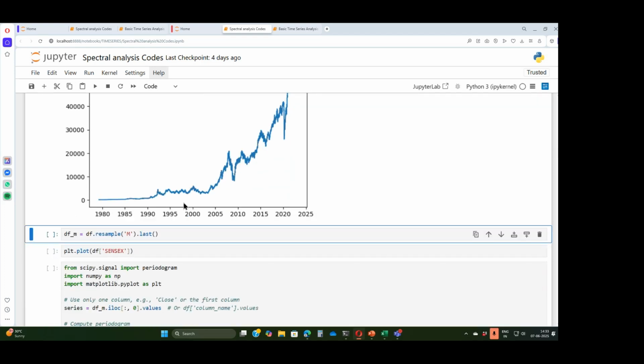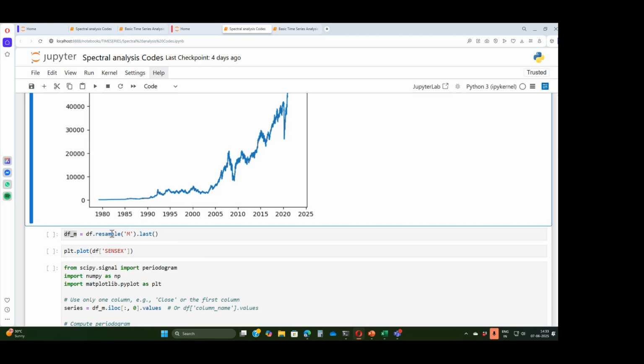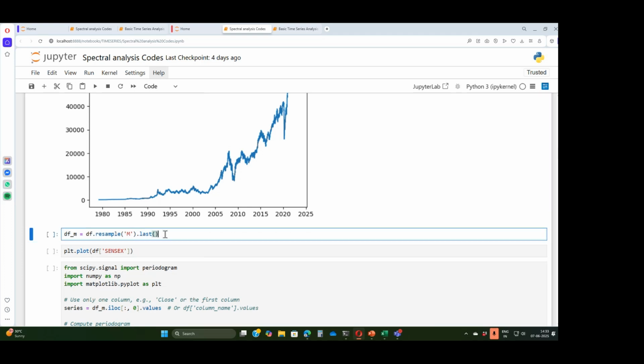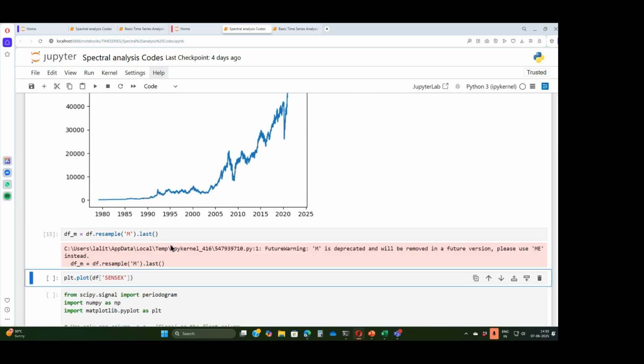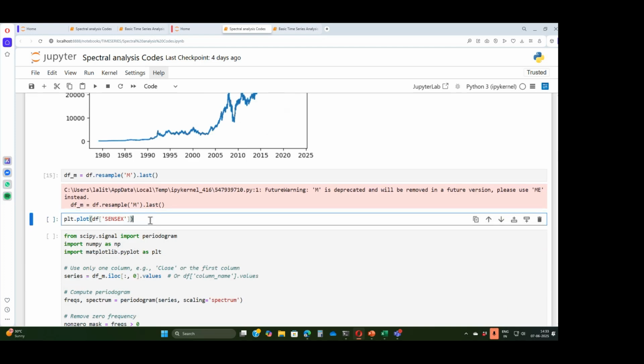So what I do is I convert it into monthly data. How do I do it? You're already familiar. Give it a new name, df_m. df is the name of the file. Resample M. And I want the last value. I don't want the mean for the week. I want the last value, that means the last value of the week, so I'll get the Friday's value. Okay. And then now I'll plot this, df_m.